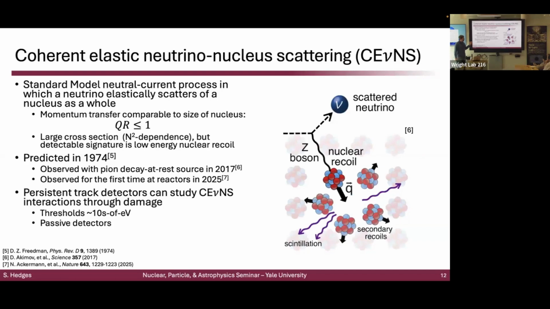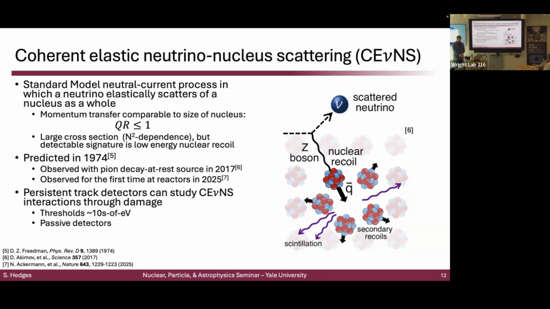One of the ways that you can go after these lower energy neutrinos is through a process known as coherent elastic neutrino-nucleus scattering, or CEvNS. This is a standard model neutral current process in which the neutrino interacts with the nucleus as a whole. For this to happen, the momentum transferred to the nucleus has to be comparable to the size of the nucleus, which means that this occurs for low energy neutrinos, typically less than 100 MeV or so. It has a large cross section, which is expected to scale with the number of neutrons in the recoiling nucleus squared. But the only detectable signature is this low energy nuclear recoil.